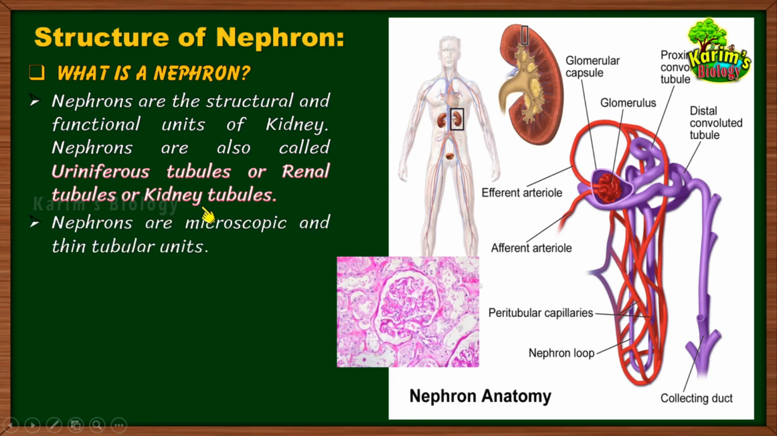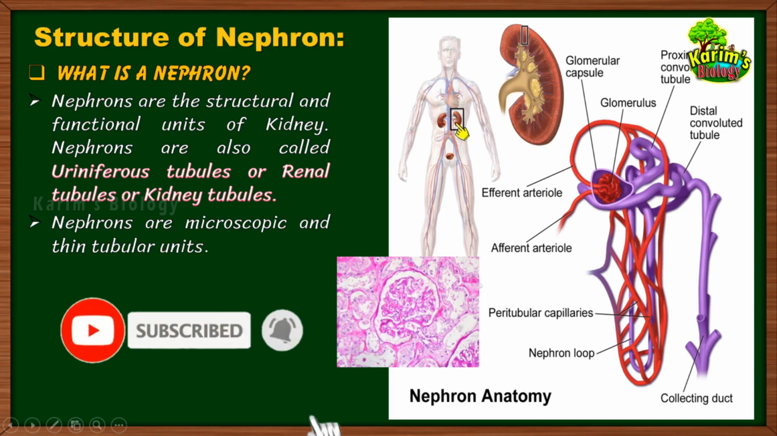And what about the size of these nephrons? I told you already these are the structural units, but don't think that they are unicellular. Nephrons are multicellular structures, but they are microscopic in nature because they are not visible to the naked eye. They can be seen only with the help of a microscope, and under a microscope this is how the nephrons appear. So this is the capsular part of the nephron that we are going to learn in a couple of minutes. So nephrons are the structural and functional units of the kidney which are microscopic, and they are nothing but thin tubular structures.